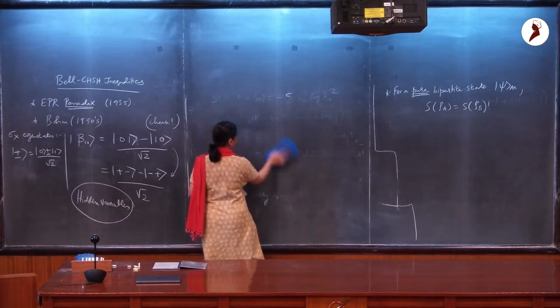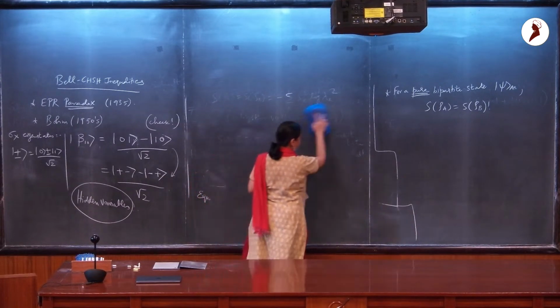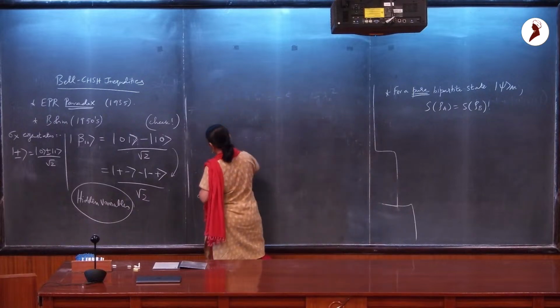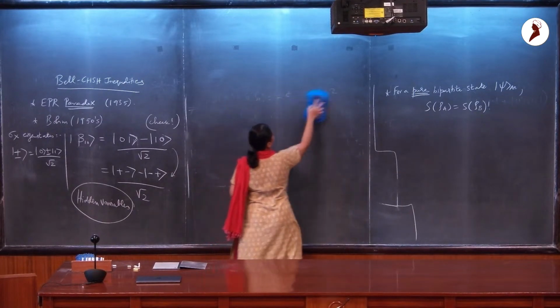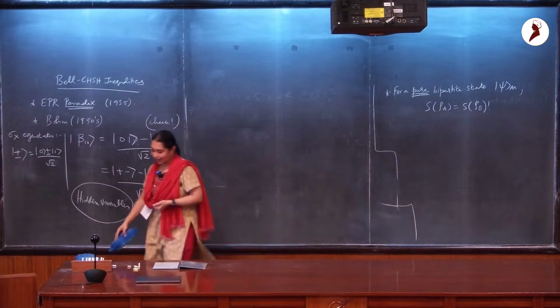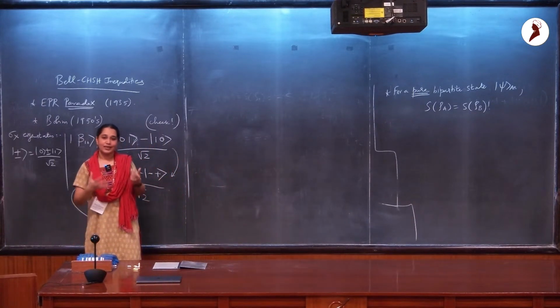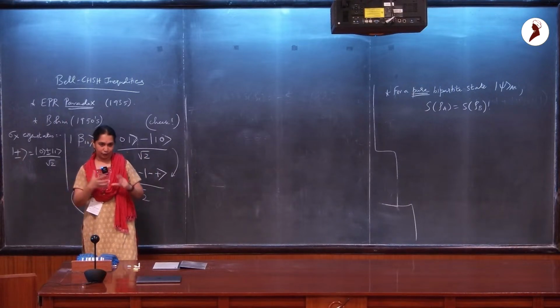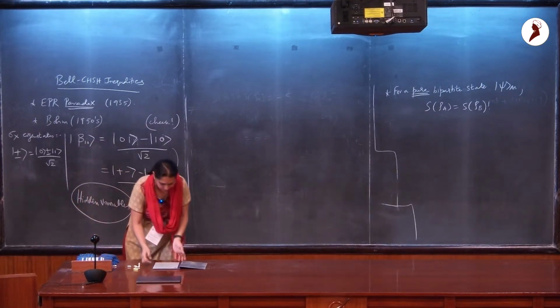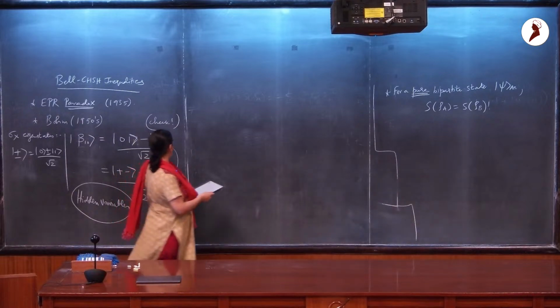If I believe that my physical theory has to be local and should have well-defined what I call elements of reality, then what kind of correlations can exist in this kind of a bipartite setting? So let me now get down to the brass tacks.